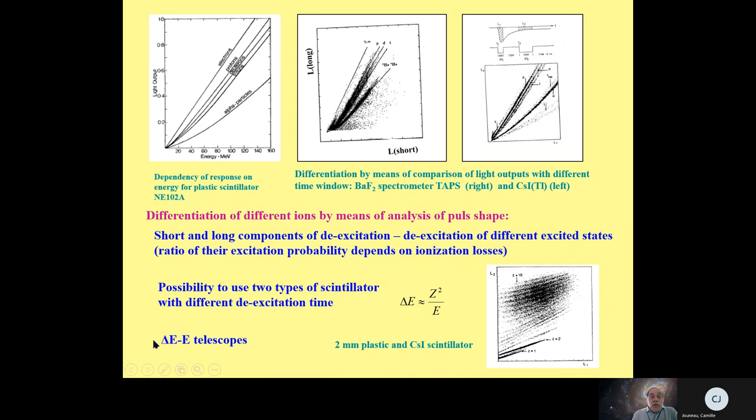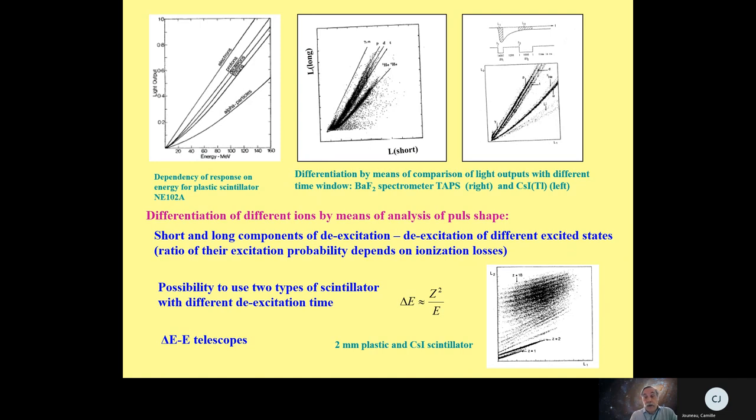Very often we also use two scintillators, one with very small thickness and the second with large thickness. Through the first, the particle will go through, and you obtain information about its ionization, and the second will stop the particle and you will obtain information about total energy. That means you will have information about ionization and total energy, and you will obtain information about the charge of this particle. That's very important information which is possible to obtain.